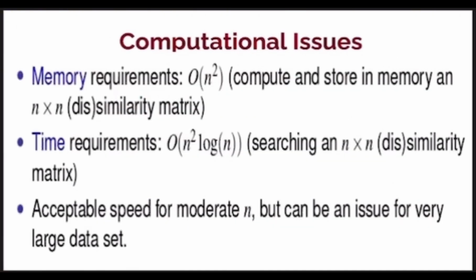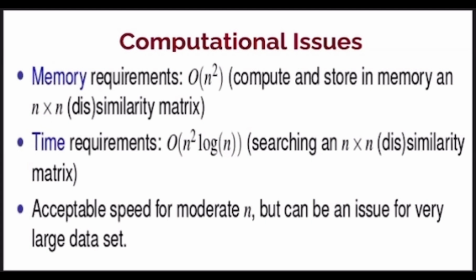Now, quickly, we have a lot of computational issues with hierarchical clustering. For memory storage, it is n squared, since you have an n by n similarity matrix. The time requirement is n squared multiplied by log n. This is just for you to know the time for the hierarchical algorithm to run. Now, I need you to pay attention. How do we do this in R?